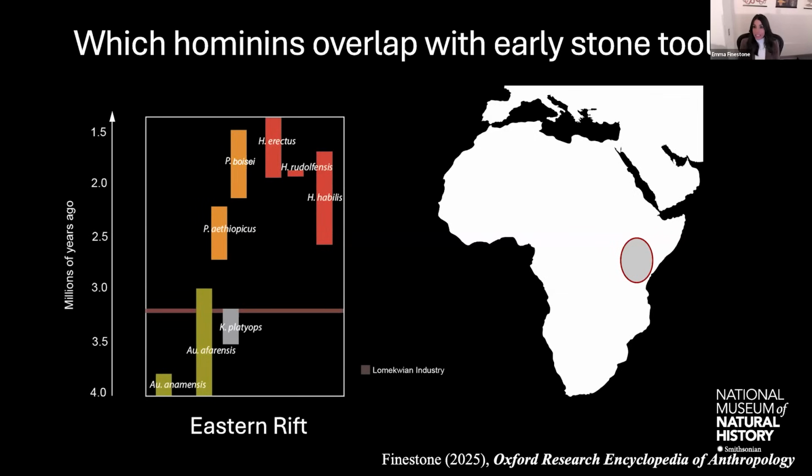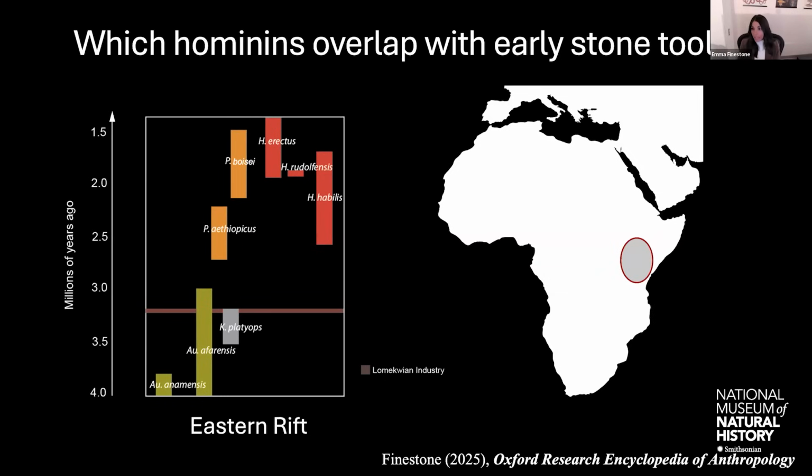And the artifacts found at Lomekwi 3 from West Turkana, Kenya, these Lomekwian artifacts precede the appearance of genus Homo, not just in the Eastern Rift, but anywhere that's known. So it is most likely that these Lomekwian tools would have had to be made by an earlier tool maker, because genus Homo is not alive at the time that the Lomekwian tools appear.